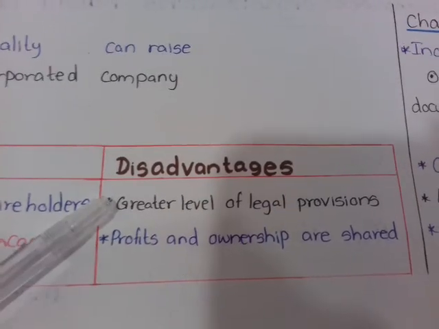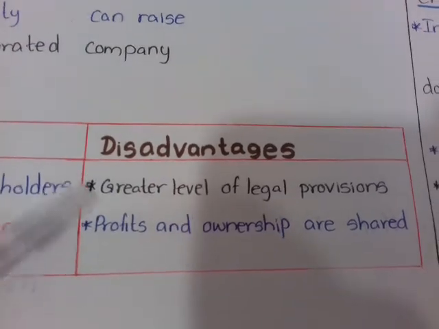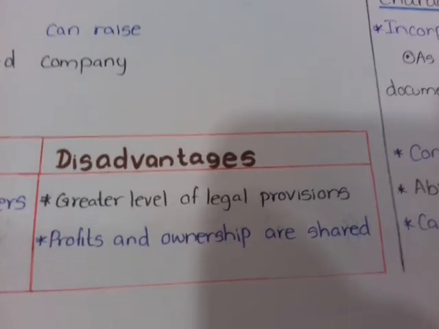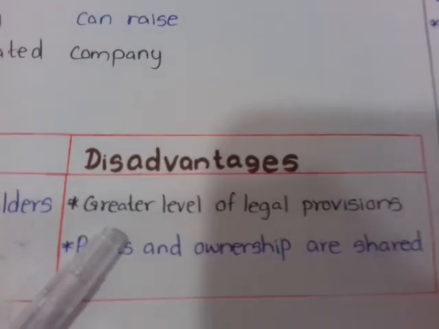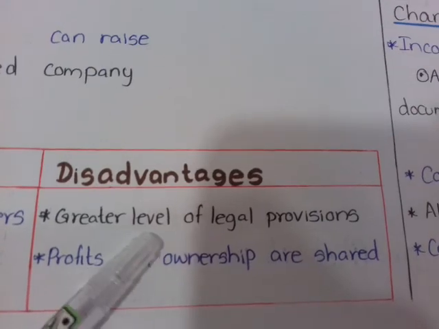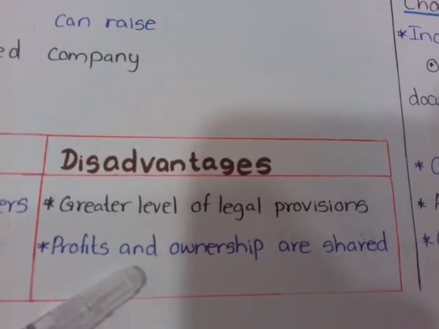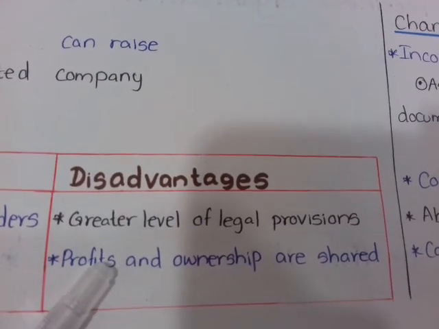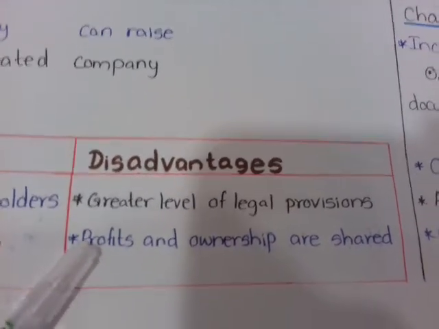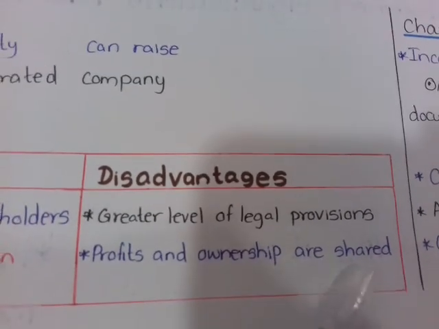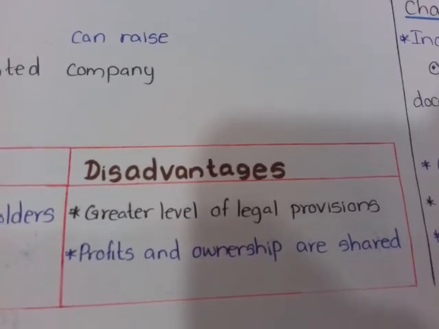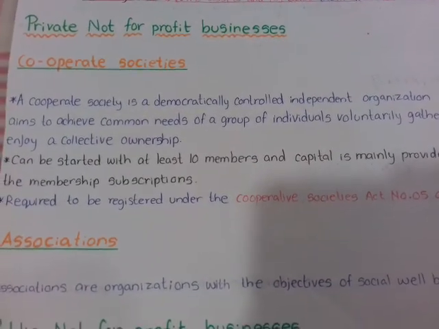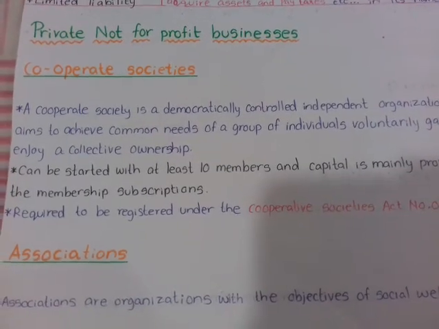So there are only 2 disadvantages mentioned here. What are they? Greater level of legal provisions. Now as this has to be registered and everything, there are a lot of legal provisions. And the next thing is profits and ownership are shared. Now earlier in the partnership only the profits were shared, and now the ownership is also shared because these are owned by shareholders.